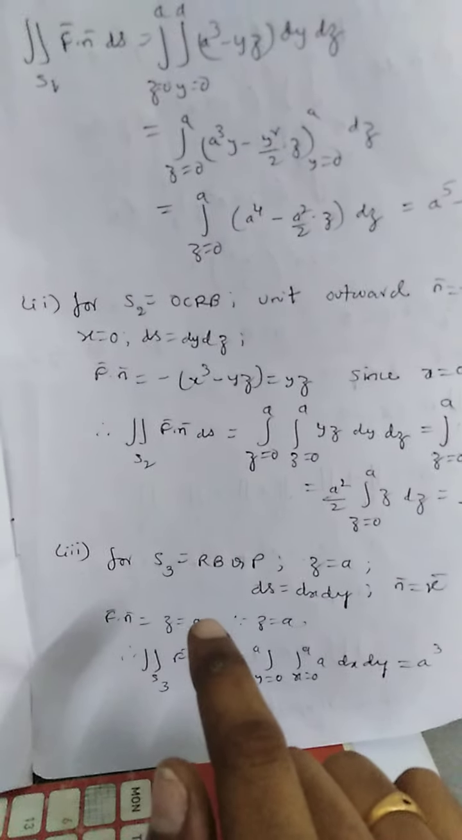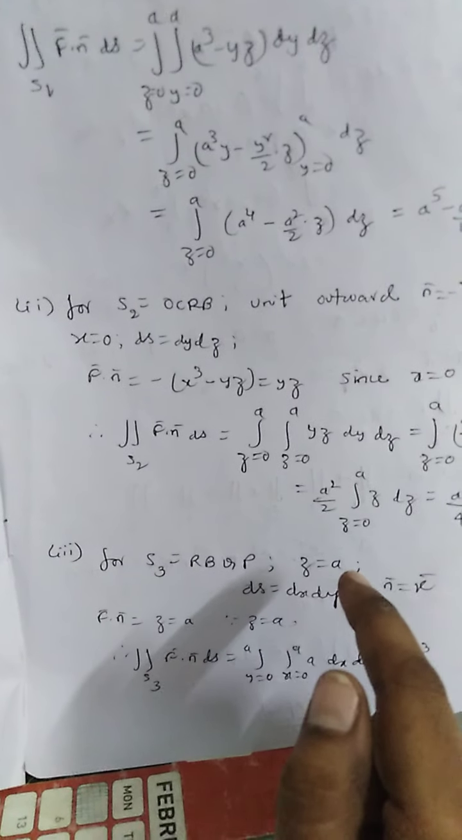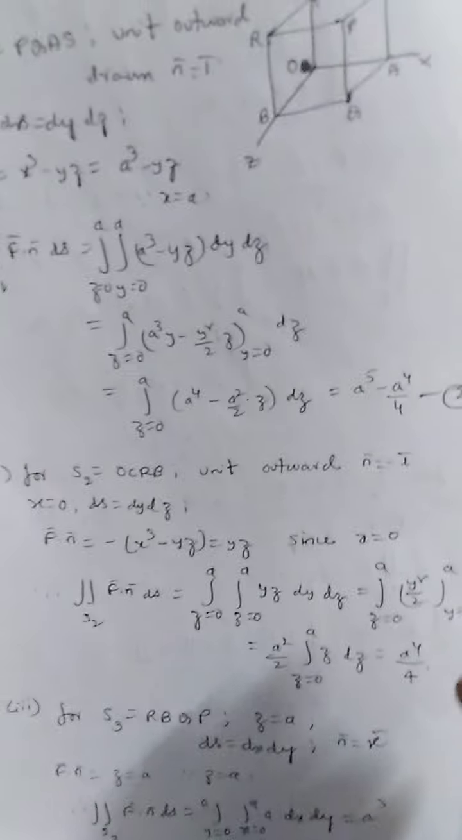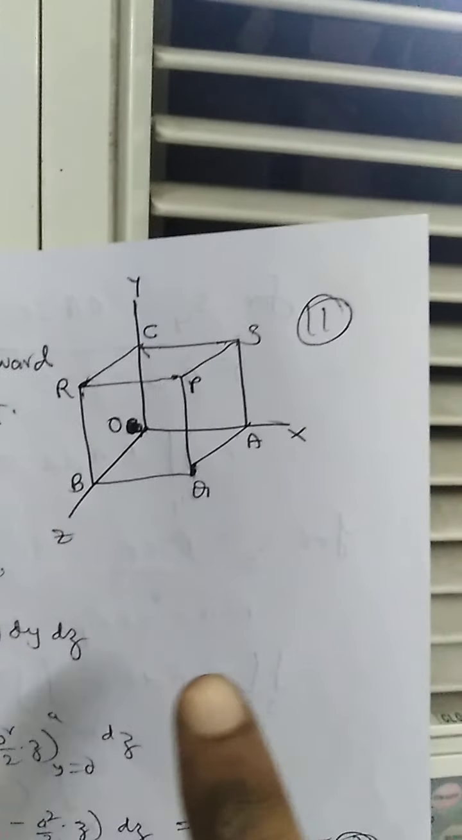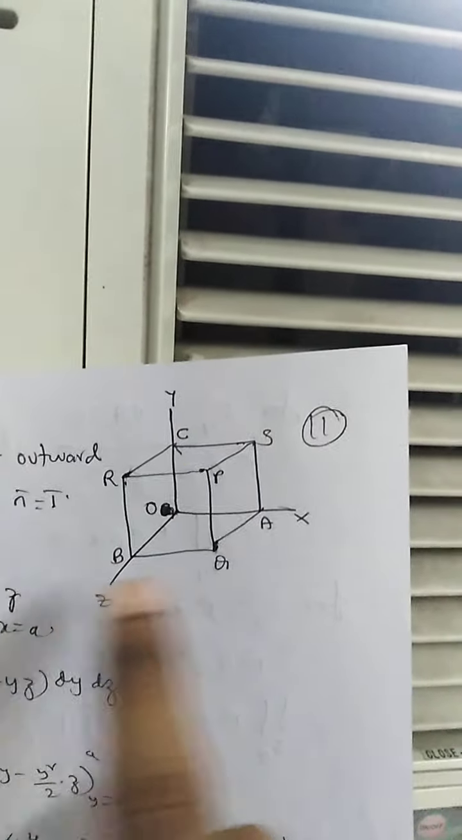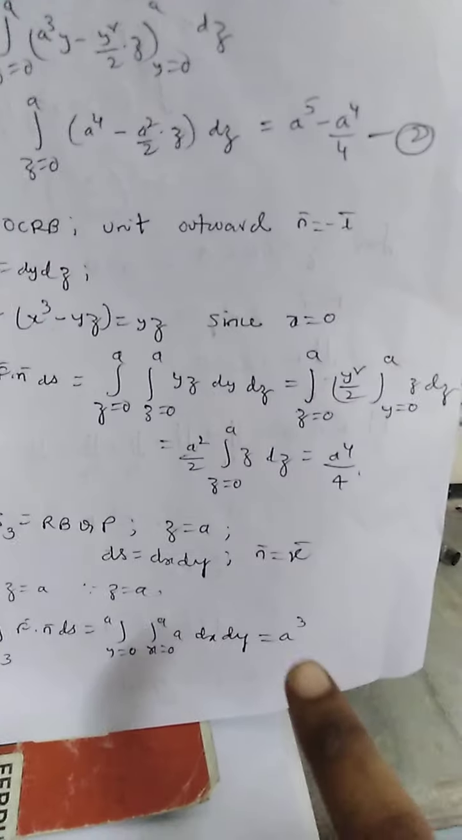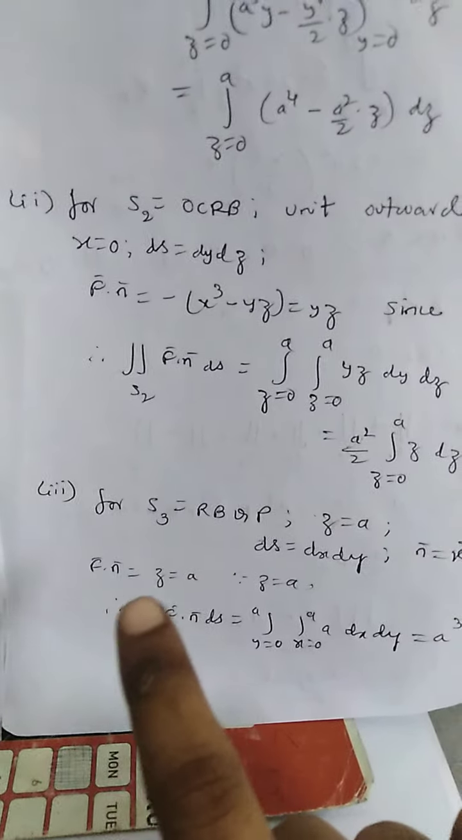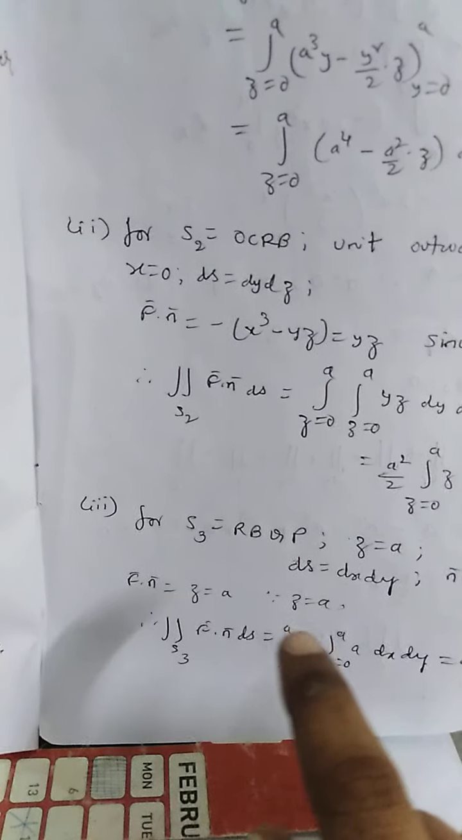Similarly, for the third face RBQP, z is equal to a, and n bar is k bar in this direction, the direction of z. So f bar dot n bar is evaluated at z equal to a. Repeating the process of the first and second faces, we get the result a cube by simplification. Similarly, for the other 3 faces S4, S5 and S6 we get all the values by integration.